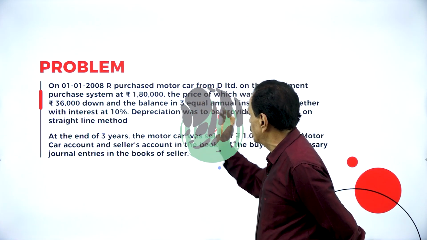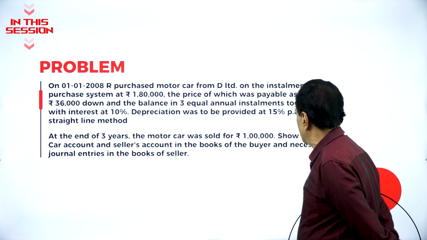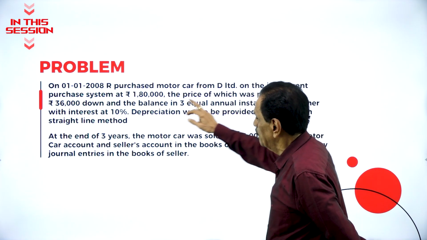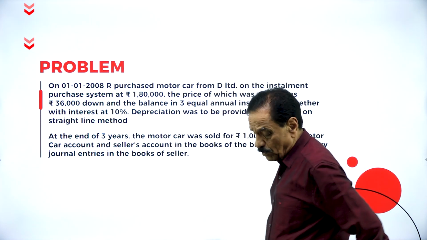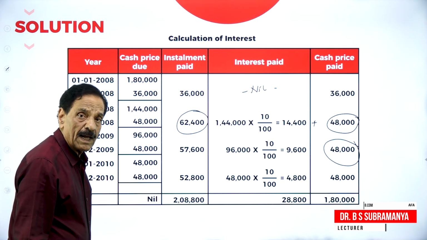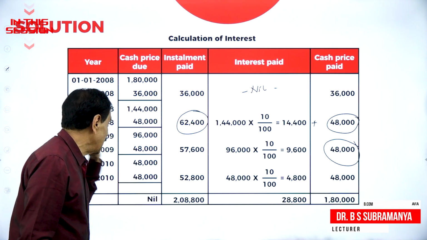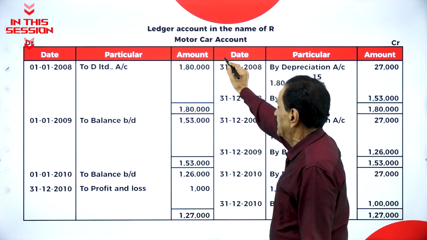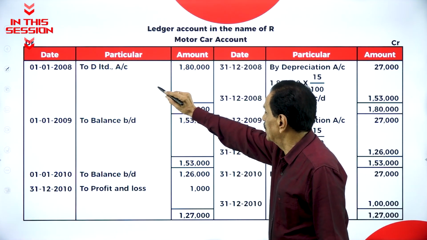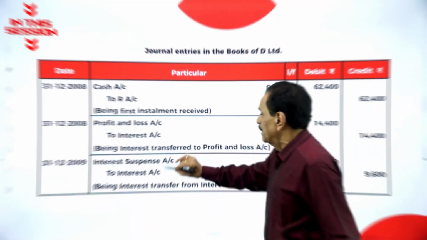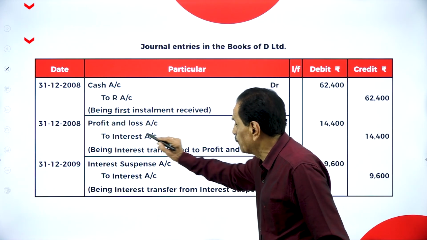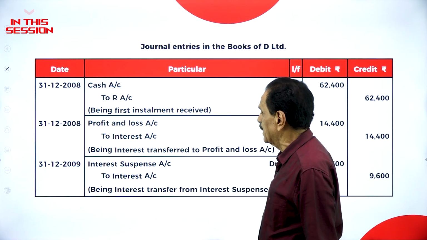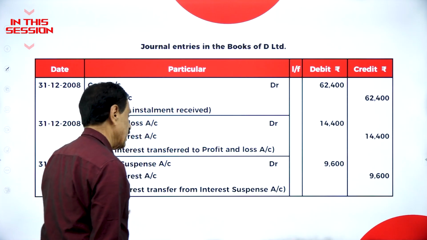R purchased a motor car from D Limited on the installment purchase system at rupees 1,80,000. First balance is how much? 1,44,000. Second balance is 96,000. Third balance is 48,000. Asset account debit to hire seller account D Limited 1,80,000. Interest transferred to profit and loss account; profit and loss account debit to interest account. This goes to the first year.